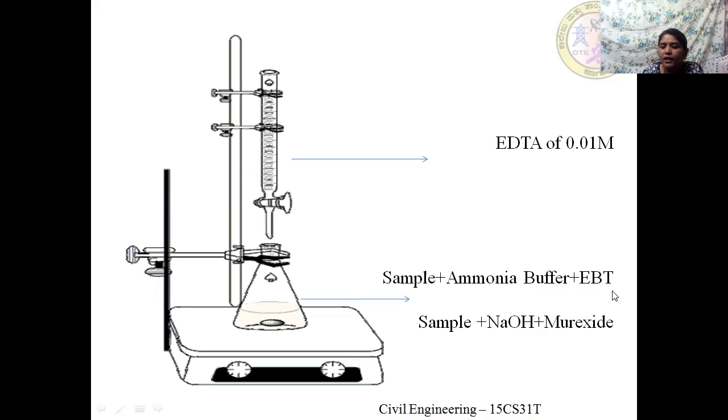Here, after adding EBT, we get a wine red color, and the endpoint after titration is blue. Here for calcium hardness, after adding murexide indicator, we get a pink color, and after we titrate, the endpoint is purple, pink to purple.